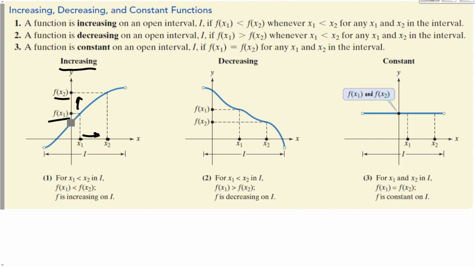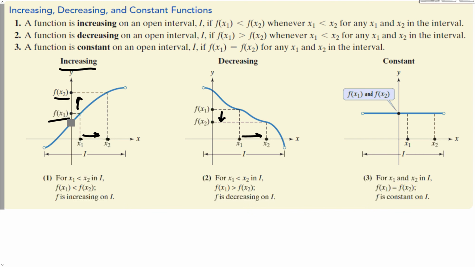For number two, a function is decreasing on an open interval I if f of x1 is greater than f of x2 whenever x1 is less than x2 for any x1 and x2 in the interval. So as you go right, my outputs are going down. Okay, that makes sense, right? The outputs are going down, so your function is decreasing.